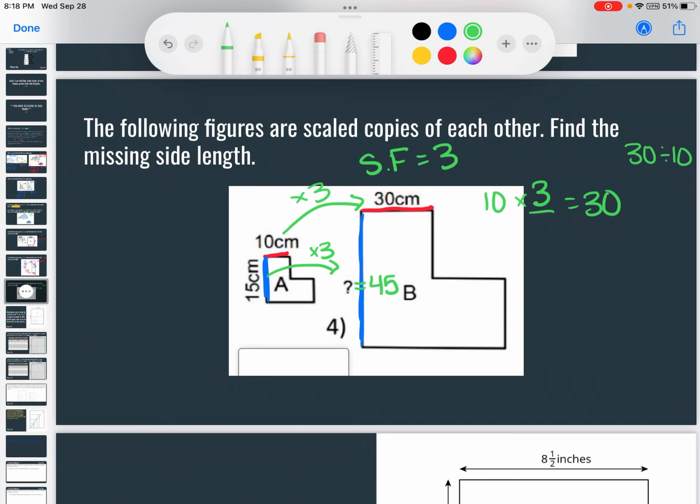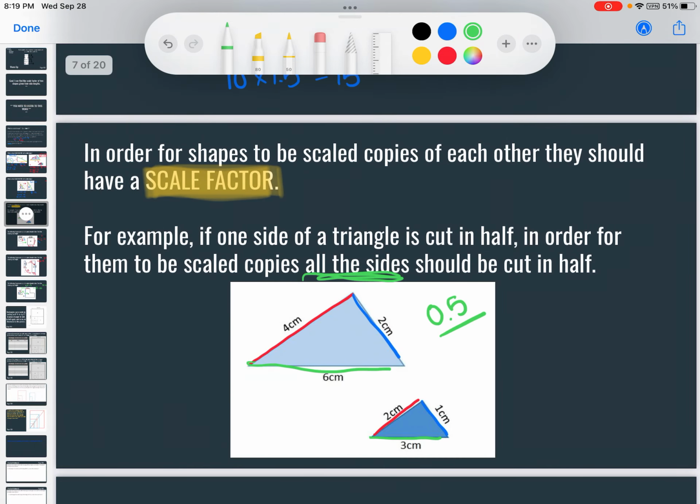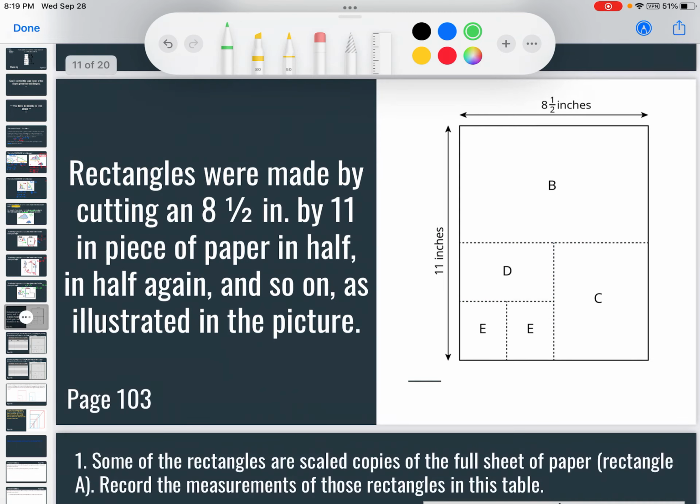All right. So that's our scale factor stuff. Again, I want to go back to this slide here. If one side of a triangle is cut in half, in order for it to be a scaled copy, all the sides have to be cut in half. That's going to help us with what we're doing in our book here.